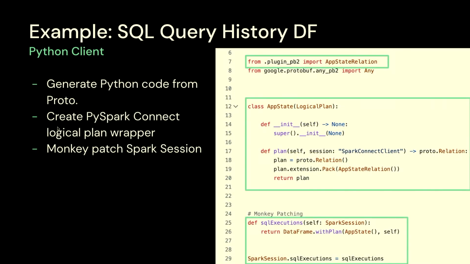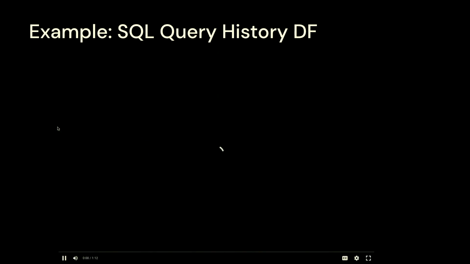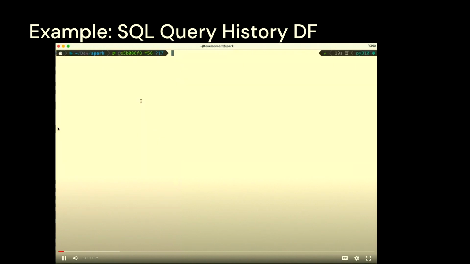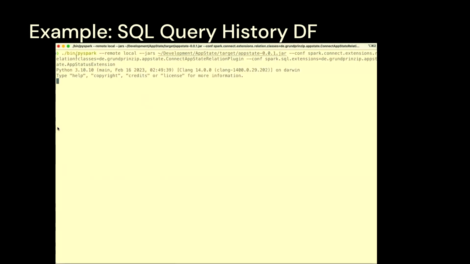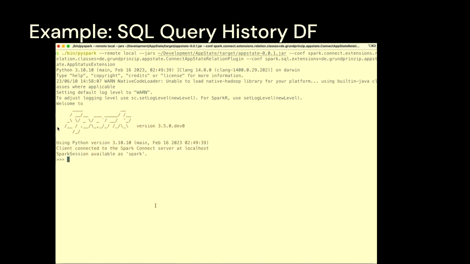The next step is, how do I use this now from Python? It's very easy. From my protobuf message, I generate the Python code, which is what's highlighted there at the top. Then I'm creating a logical plan node in my Python client, and then simply perform some monkey patching that injects the SQL execution functions into the Spark session instance. Once I've done this, I can now do the same. So again, I start PySpark, this time with all of the magic jars that I need. And as you can see, it says client connected to Spark Connect server at localhost. So I have a regular Spark Connect session here.